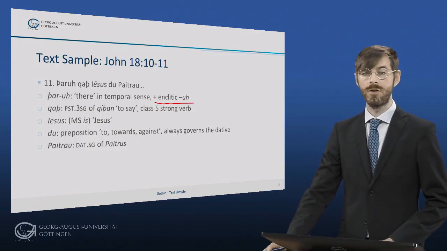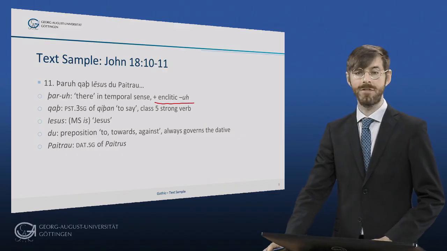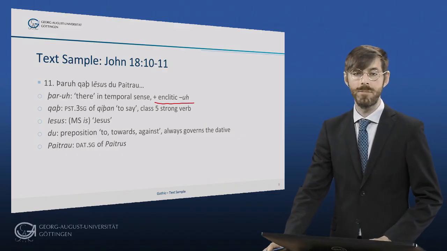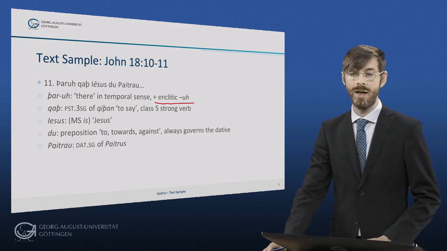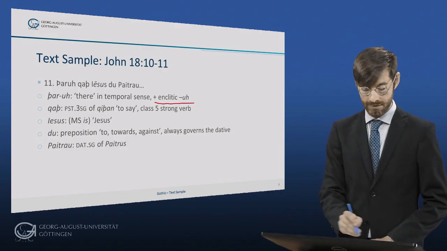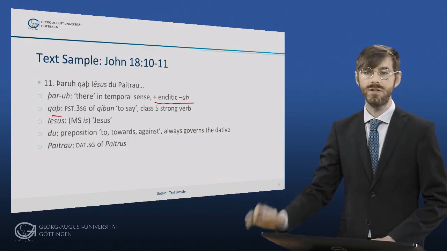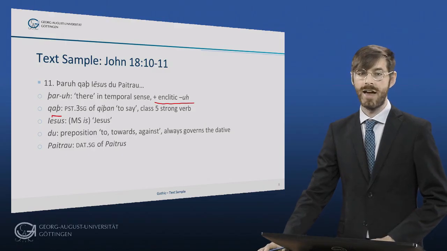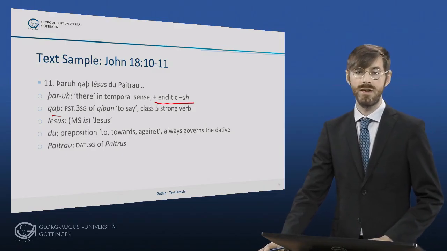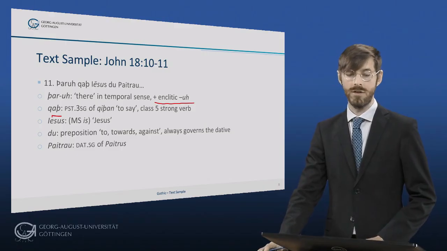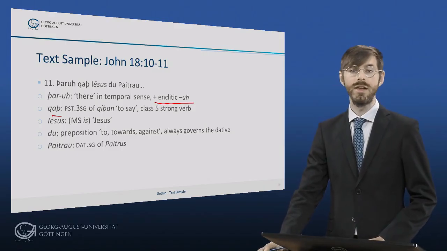Qaþ is the third singular past tense form of a class 5 strong verb. Class membership and stem formation with ablaut to the vowel a in the past tense is determined by the fact that the root qiþ contains a single obstruent consonant following the root vowel.